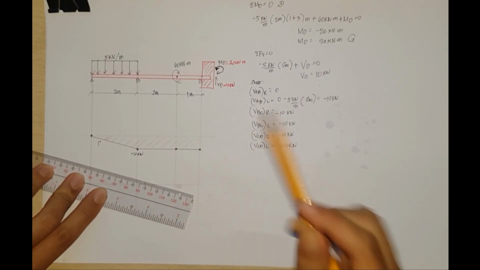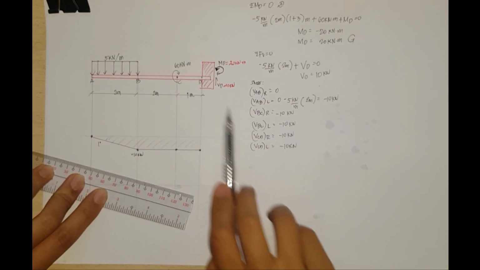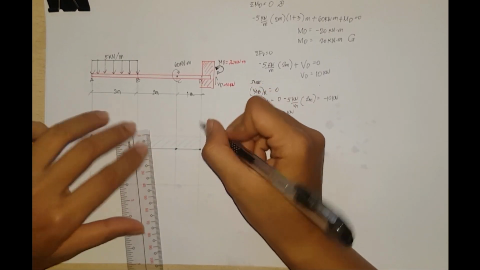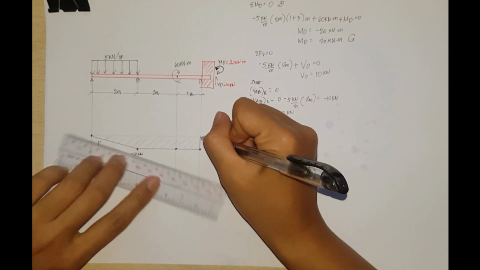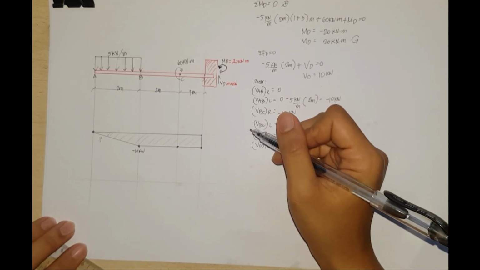If you notice, our VCD is negative 10, and at this point, positive 10. So, negative 10 plus 10 is 0. So, our shear diagram closes. So, this is now our shear diagram.